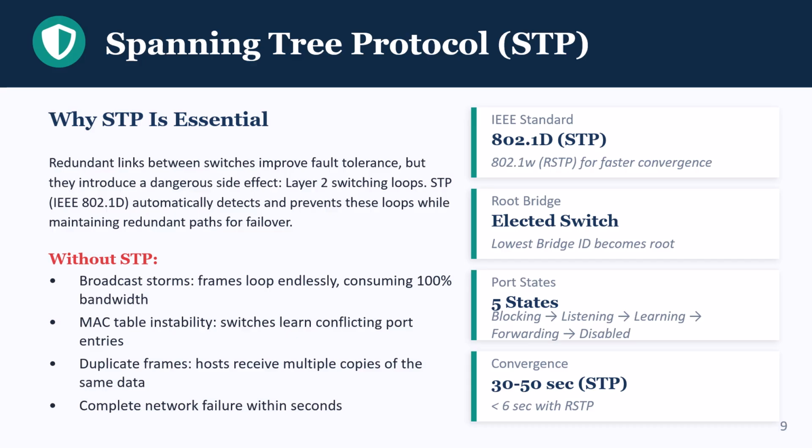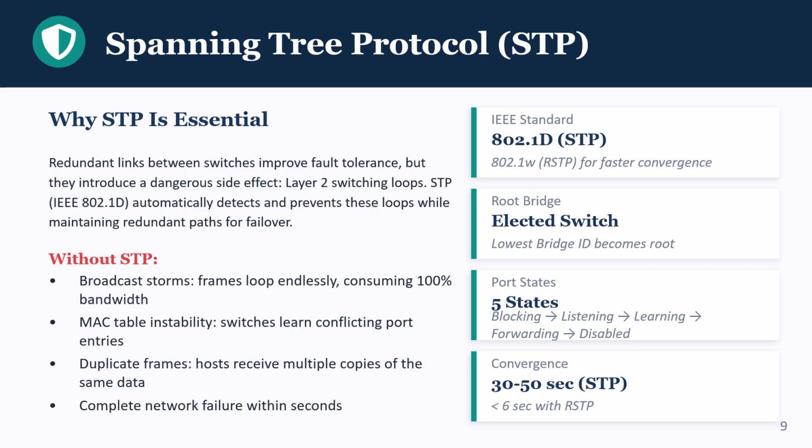STP, or spanning tree protocol, prevents layer 2 loops caused by redundant switch links. Without STP, broadcast storms consume all bandwidth within seconds. MAC tables become unstable, and hosts receive duplicate frames.